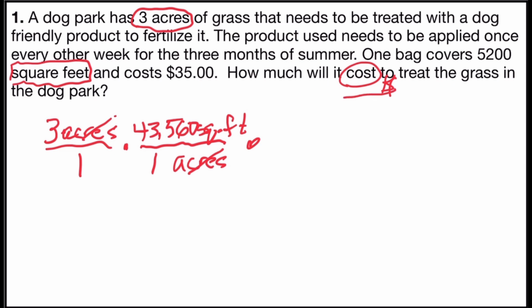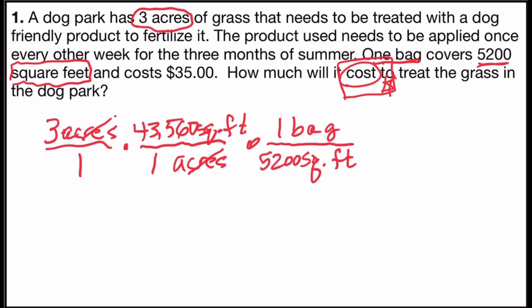But remember, the end of my journey is cost, and so I need another ratio of 1 in order to cancel out square feet. So I'm going to have to read my problem and find a relationship. It says 1 bag covers 5,200 square feet. And so I have a ratio of 1 relationship of saying 1 bag covers 5,200 square feet. Now I can divide out square feet divided by square feet, and my answer would be in bags.